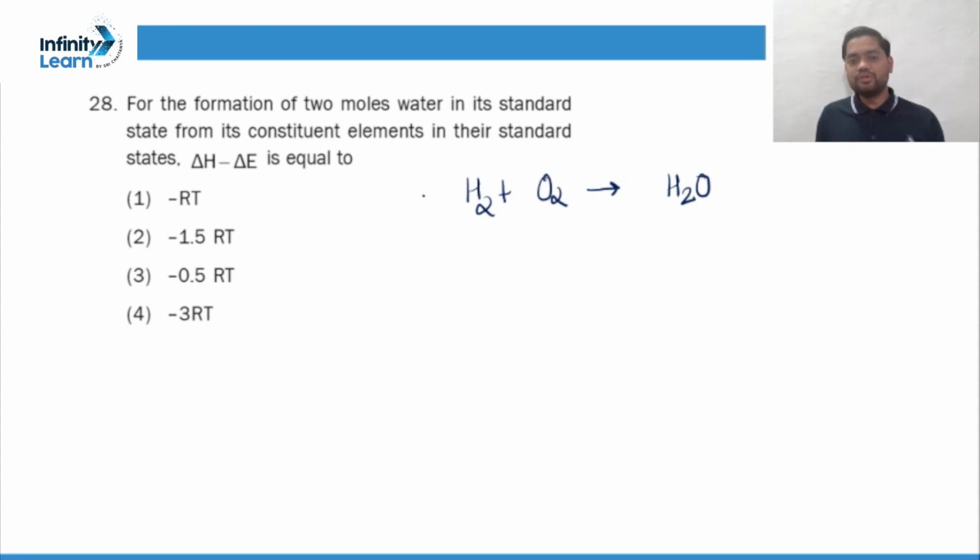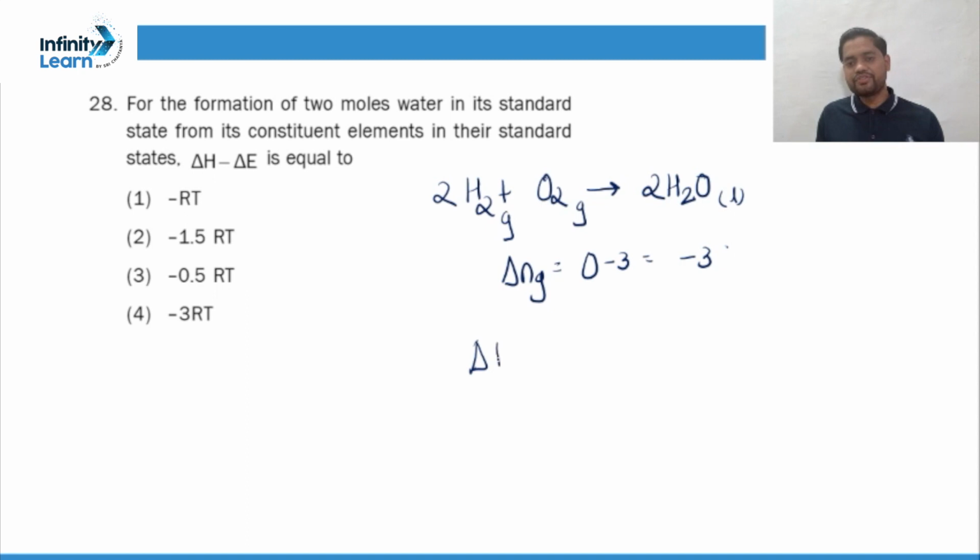Okay, so 2 moles, so I have to multiply it by 2, it will give you 2 moles. Okay, so gas, and this will be what? This will be liquid. Okay, so delta Ng will be what? Product is 0, minus 3, so that is equal to minus 3.